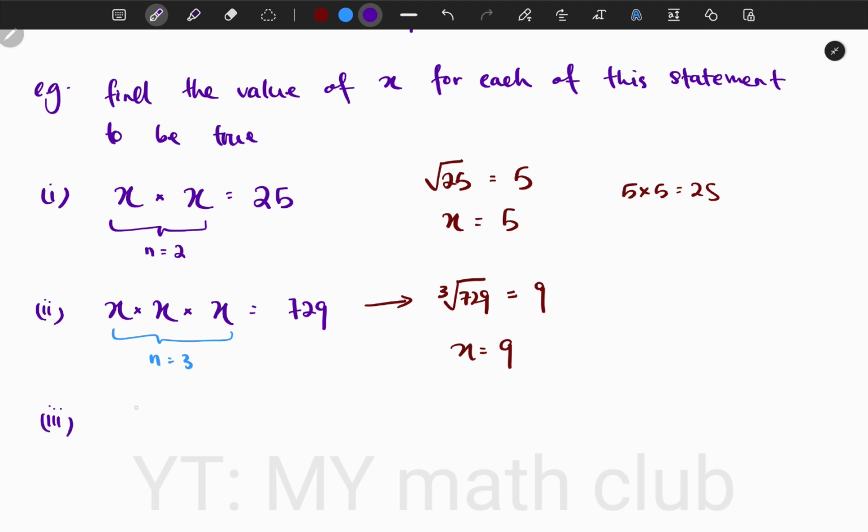Last question, we have x times x equals 400. So x is multiplied by itself 2 times, then we apply a square root. So the square root of 400 would be x equals 20.